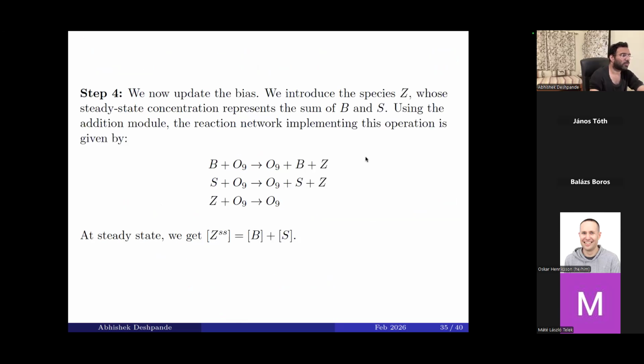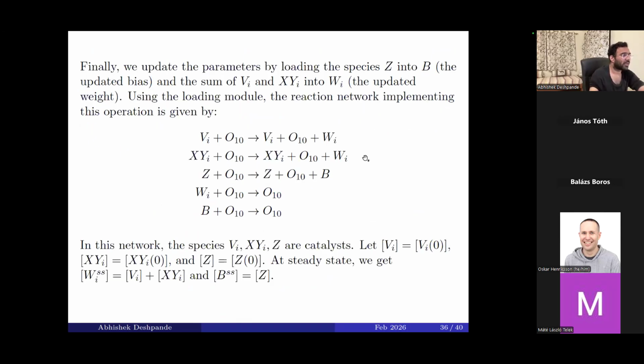Similarly, you can update the bias, right? Recall S was the update in the bias, and now you can use this reaction network to update the bias according to the rule that you have. For correct classification, there is no update to the bias, but for misclassification, you need to add this S term. That's the idea. Once you do this, you can load everything into B and club everything together to update the whole weight and bias. This is the loading module, the sum of everything that has been updated till now. You update the weight and the bias, and this is done by the loading module, right?